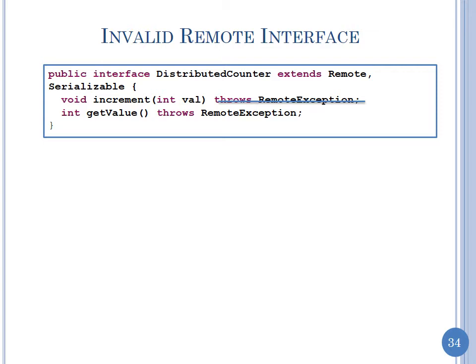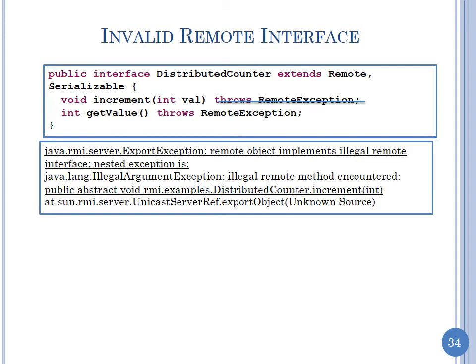Only if I go and export an instance of this object does this matter. So if I try to do an export, I get an exception rather than a compile time error. At export time, I will get a little message saying, illegal remote method encountered. You guys might get this message, and this message may or may not tell you what you did wrong. But this is what you did wrong. You forgot to say throws RemoteException on the method that it's talking about.